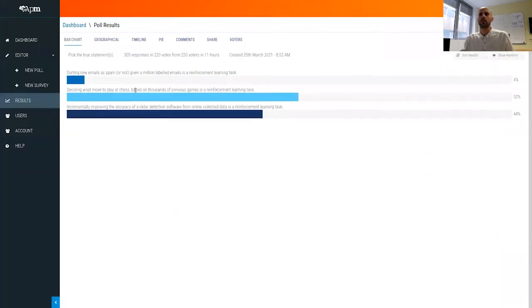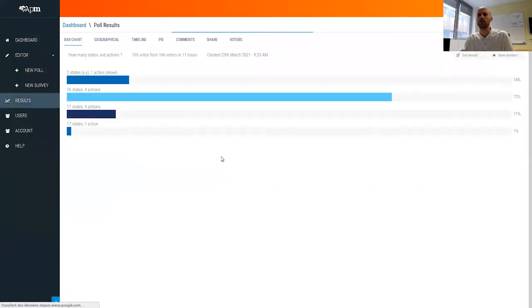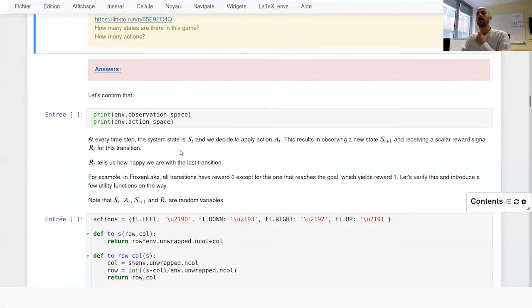It's not such a difficult question, so I don't expect much difficulty on this one. How many states and actions? So we have 165 answers. I'm just going to display the results. Most people actually agree that there are 16 states and 4 actions. I do agree with this statement too.